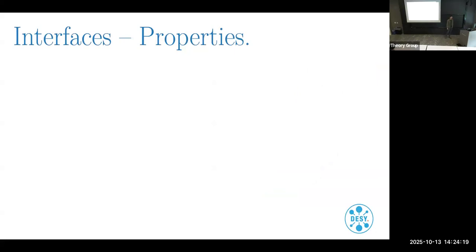Okay. Can I ask a question? Yeah. Are these conformal interfaces? Oh yes. Yeah. Yes. Yeah. How do you see that? Mm. They satisfy that.